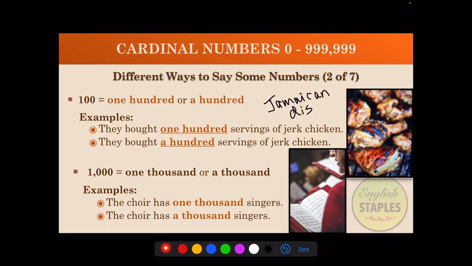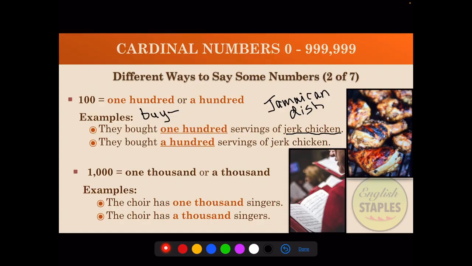Jerk chicken. It's very delicious. It's a kind of barbecue, you could say, but the secret is in the seasoning. So you can say 100 pieces, or you can say they bought 100 servings of jerk chicken. This word bought is the past tense of the base verb buy.